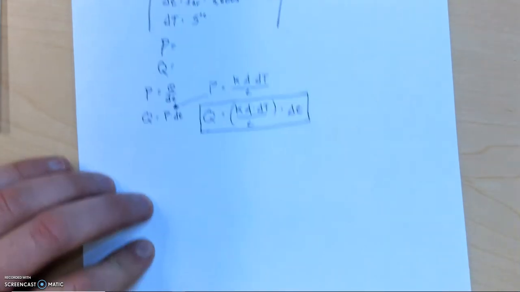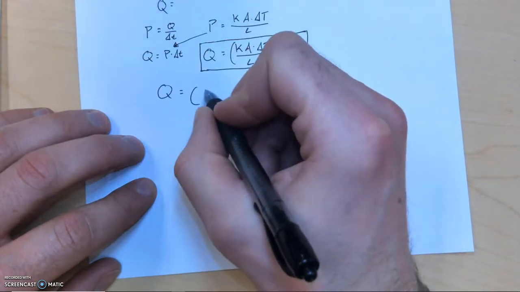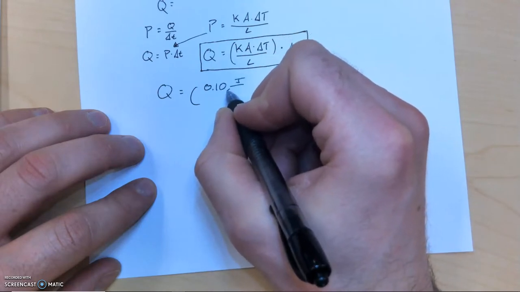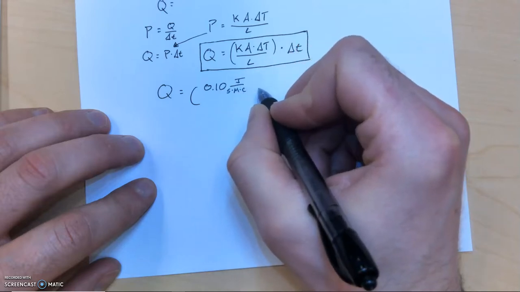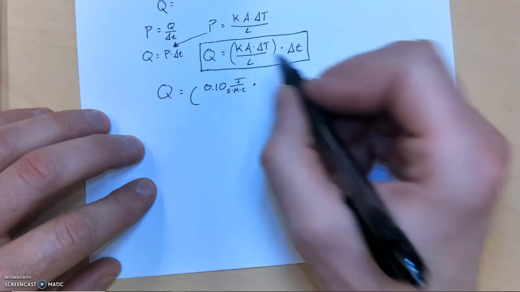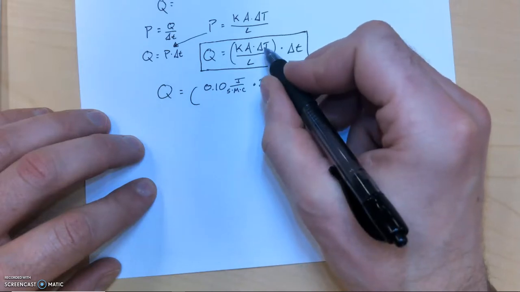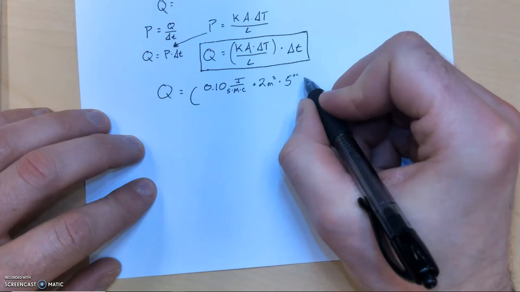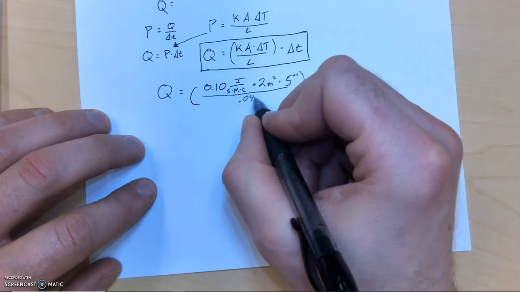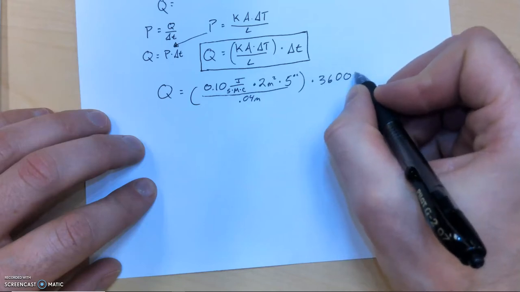So let's do some substituting and solving. All right, so Q is going to equal 0.10 joules per second meter Celsius, times the area, which is 2 meters squared, times the temperature difference, which is 5 degrees Celsius. All of that gets put over the thickness of the material, 0.04 meters. This whole shebang is going to get multiplied by 3,600 seconds.